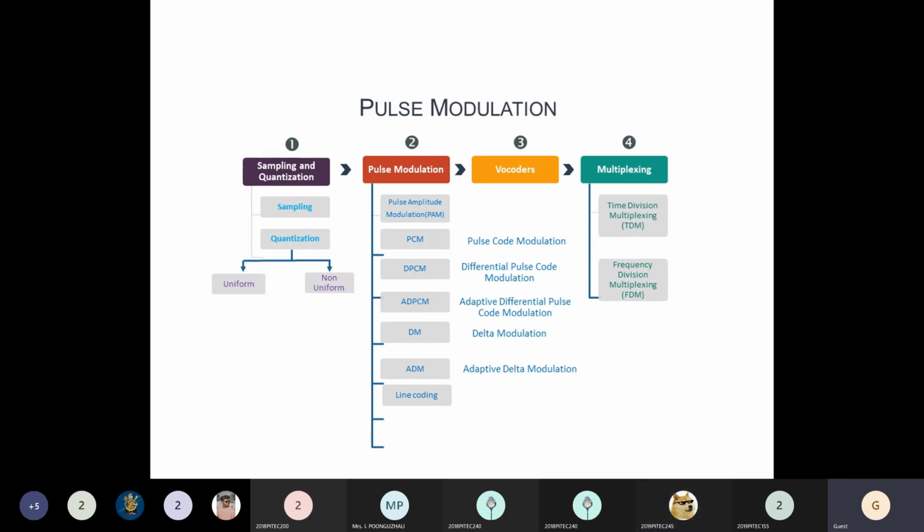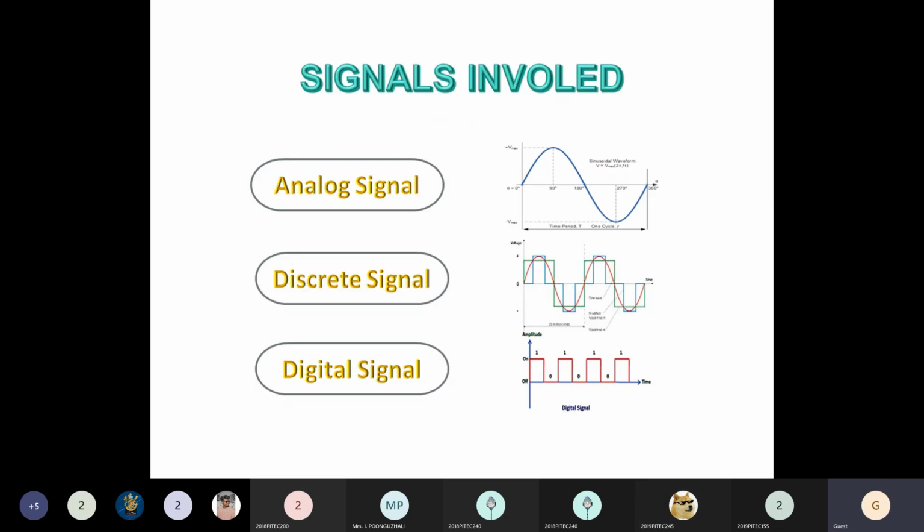In our topic we are going to concentrate on pulse modulation alone. For that we need pre-processing, that is sampling and quantization. Then only can we understand pulse modulation, and then only can we solve the problems under this topic. So what we have to see now is sampling and quantization. After that we are going to see pulse modulation, where the important topics we cover today are pulse code modulation and differential pulse code modulation.